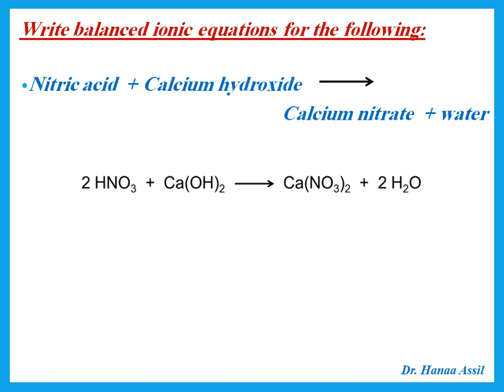Oxygens before the arrow, we have 2 times 3, 6, plus 2, that's 8 oxygens before the arrow. 2 times 3, 6, plus 2, that's 8 oxygens after the arrow. So now this equation is balanced. Now we need to ionize it.